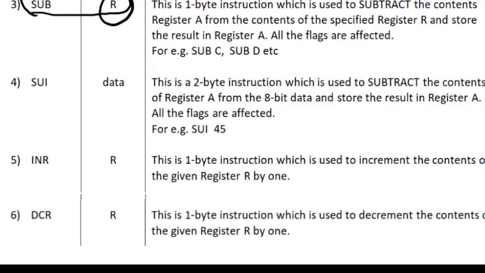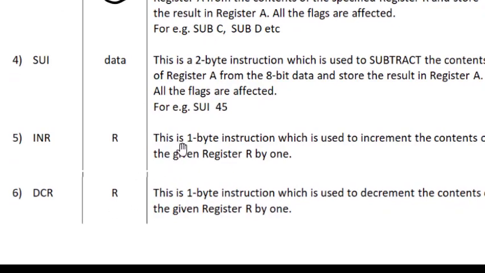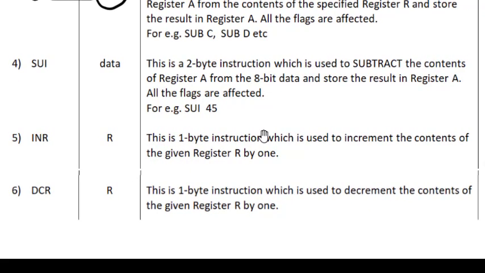Next we have these two instructions, INR and DCR. INR is a 1 byte instruction and it increments the contents of the given register by 1, and DCR is also a 1 byte instruction. It decrements the contents of the given register by 1, and it can be performed on any register. In these, as we have seen, the carry flag is not affected, and all the rest of the flags are affected.